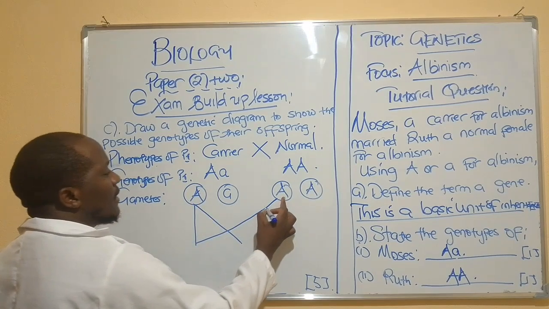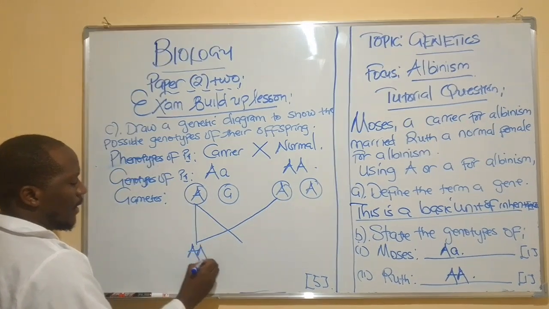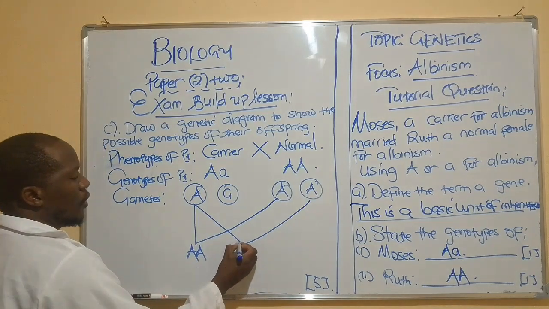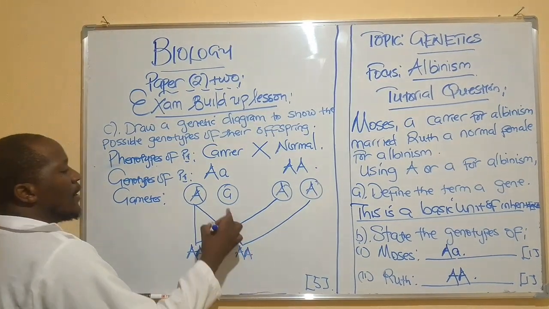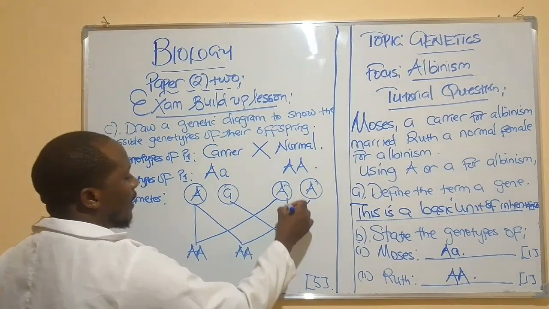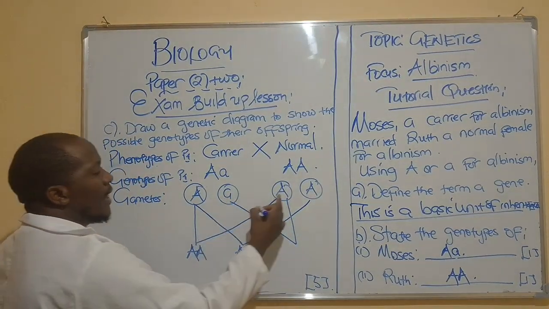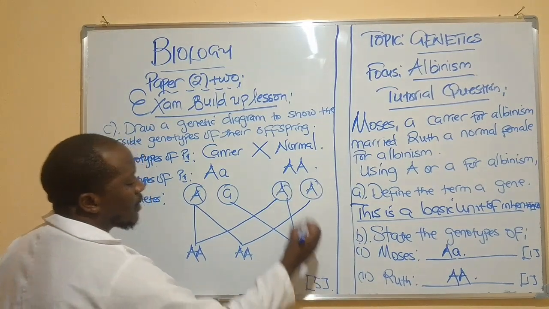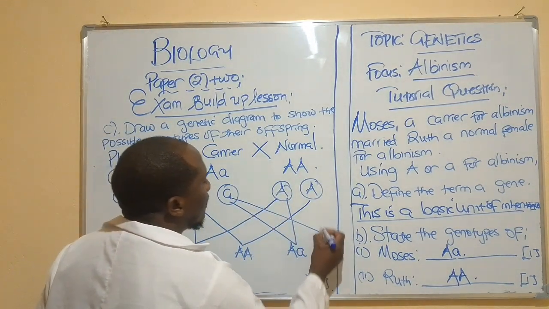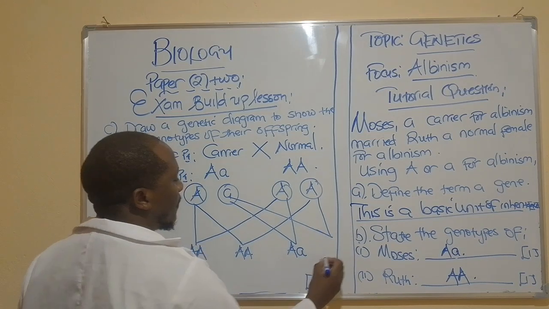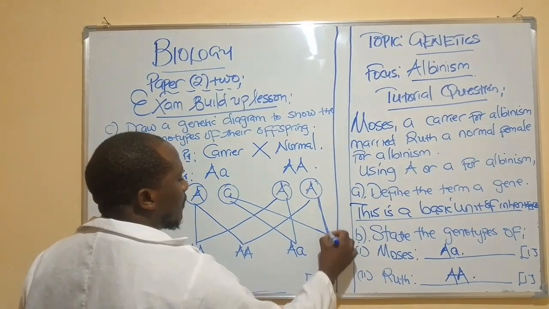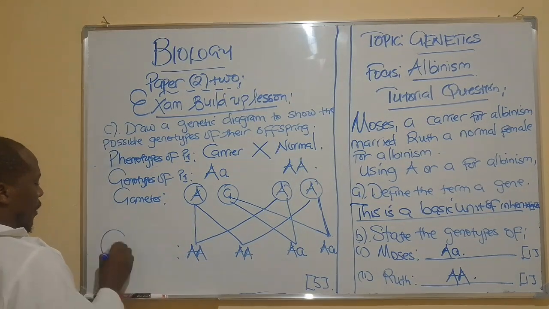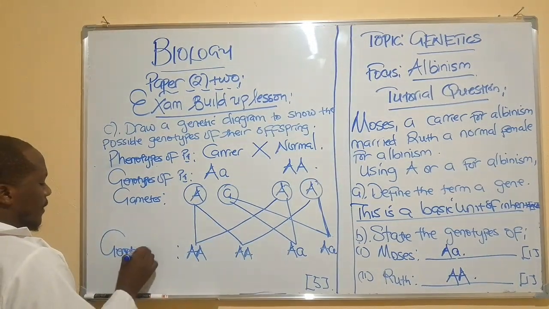So this A and this A, we're going to have two capital letter A's. Then this A and this A, again, we're going to have two capital letter A's, like this. Then we move to this one. So when it comes here, this should drop down. So A and this a, we're going to start with the dominant gene, which is A, and then small letter a. And then for this one, also, this is supposed to drop here. So this one is going to be A, and then small letter a. So these are going to be the genotypes.